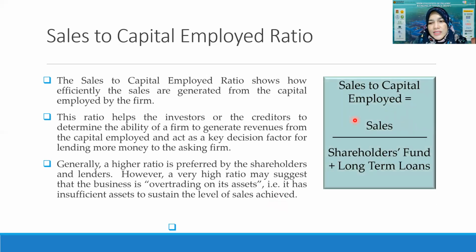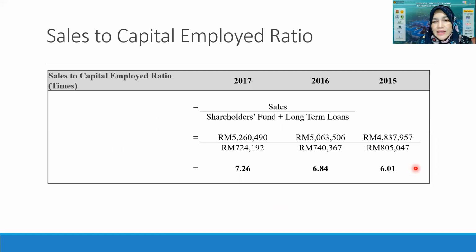So this is the formula: sales divided by shareholders' fund plus long-term loans. For Nestle, this ratio again shows an increase from 6.01 to 6.84, and a further increase to 7.26. So what does this ratio mean in 2017? 7.26 means for every RM1 of shareholders' fund and long-term loans, the company is able to make a sale of 7.26 ringgit. For every RM1 of loans and equity, the company is able to make 7.26 ringgit of sales.